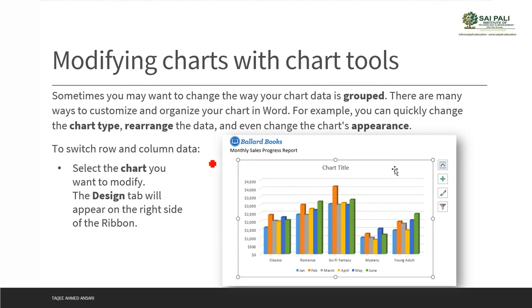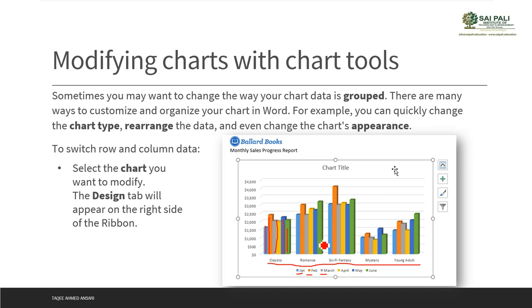Next thing, sometimes you may want to change the way your chart data is grouped, like here in the image you see it is grouped by classic, the type of the books, as a row, and in the columns it is showing months. Here the data is plotting as a month, and you can see each month has a different color. So for classic, these are the months, January, February, March, April, May. For romance, you have this month.